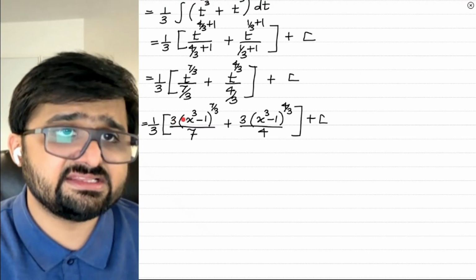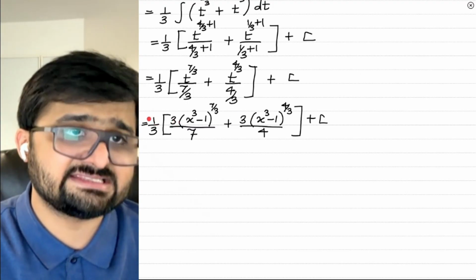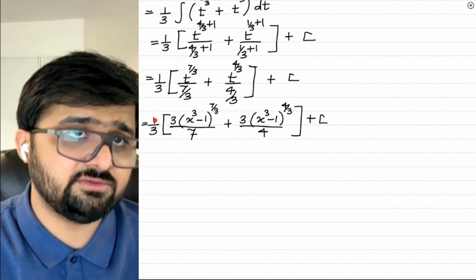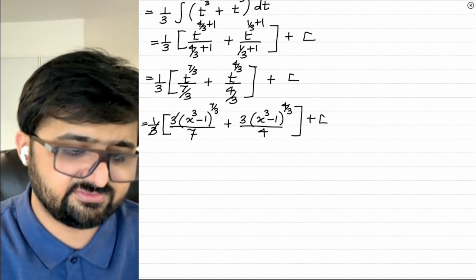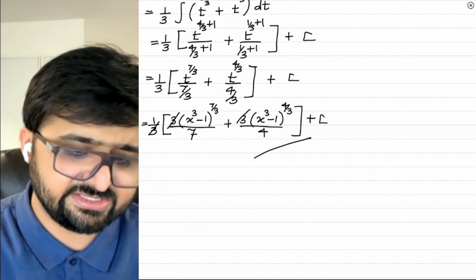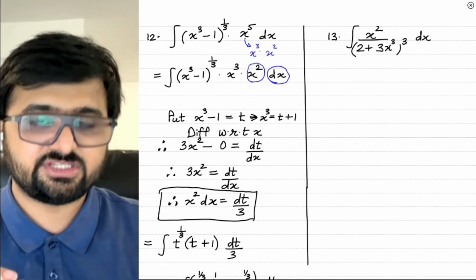Just this 3 and this 3, take common and bring it out, and it will get cancelled with this 3. So this 3 and this 3, if you take it common out, it will get cancelled with this 3. So we can basically cancel those 3 out, and that's the final result of the integral. I hope that makes sense. All right, question number 13.